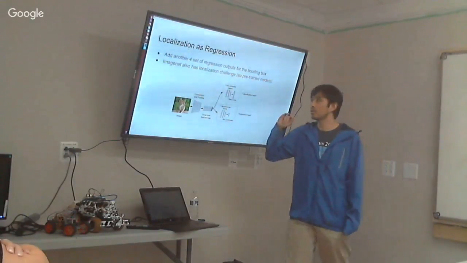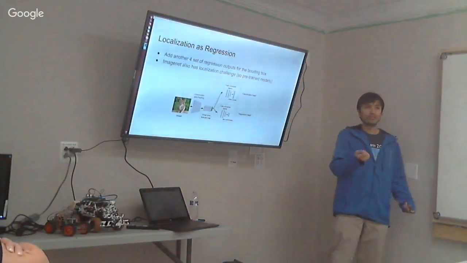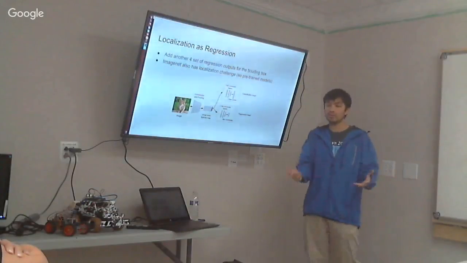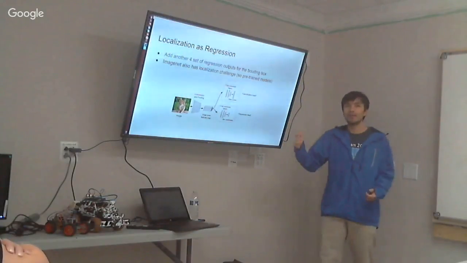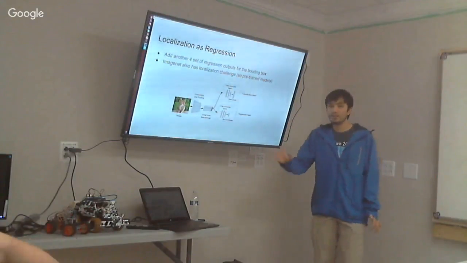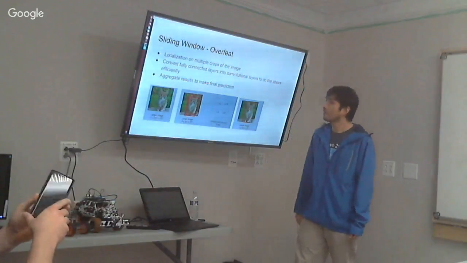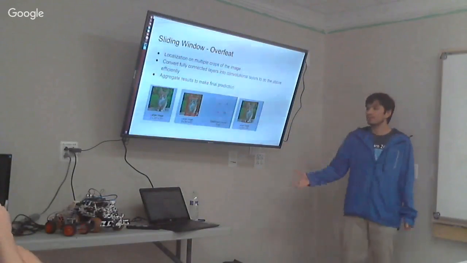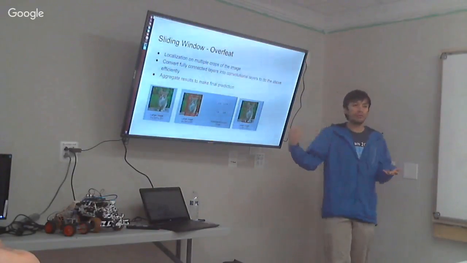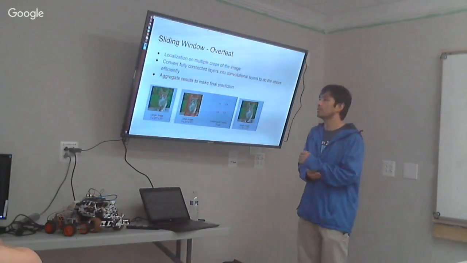In the literature it's called localization, and they also call it regression. It's regression because there's an actual number being outputted for the box, not just yes or no or a probability value, but the actual box. Okay, so that's called localization. Now we know how to do localization. Let's use it for object detection.